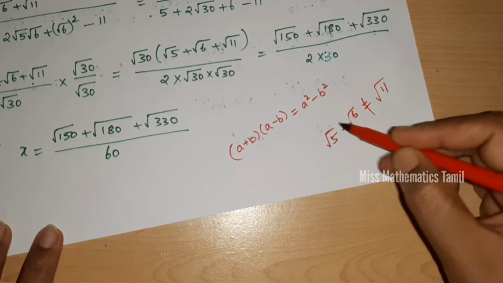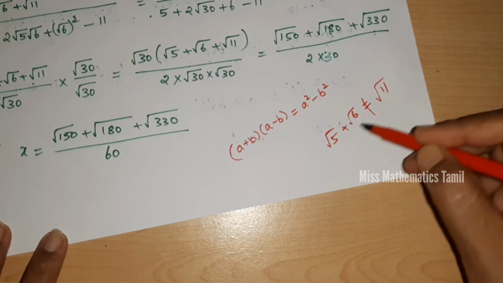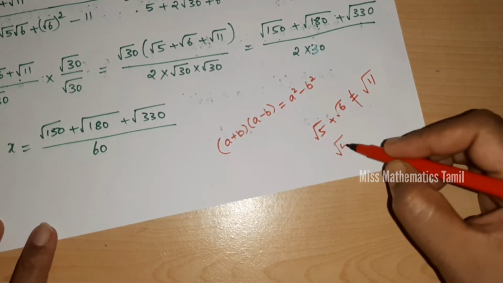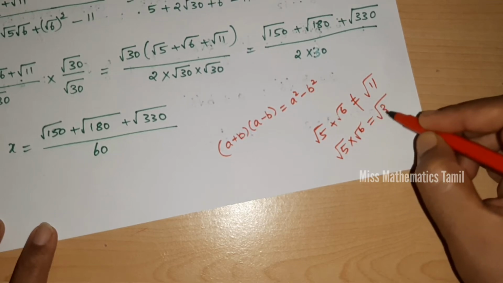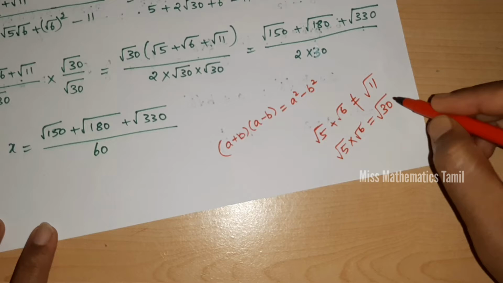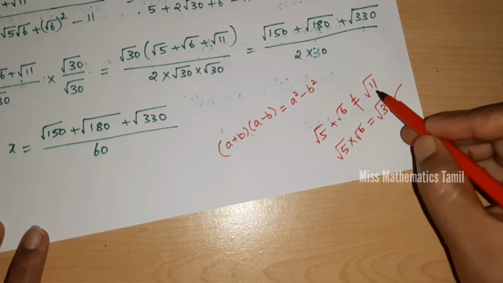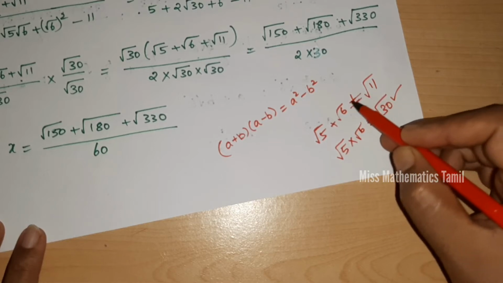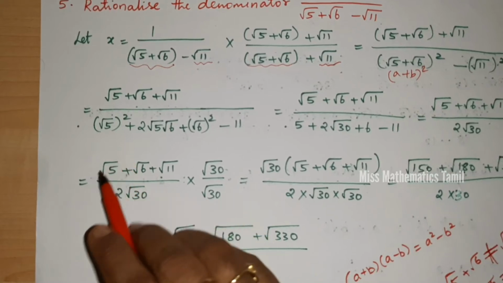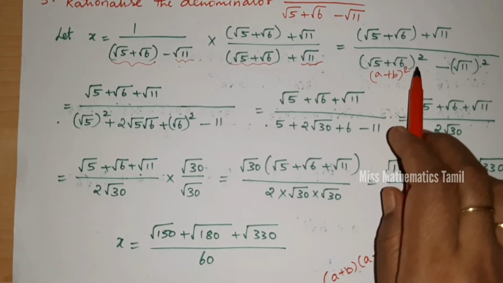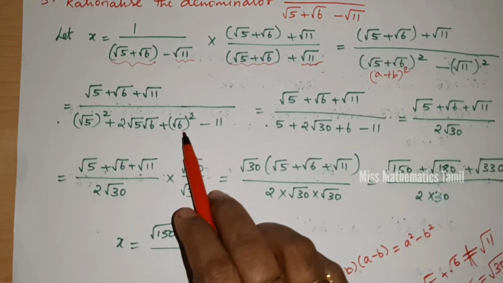Okay, this is another thing. This one is different. So we can't add, but root 5 into root 6 we can write as root 30. 5 sixes are 30. This we can write, but addition we can't do like this. That's why I am putting not equal to here. Next, the (a plus b) the whole square identity I am using here and expanding according to that.